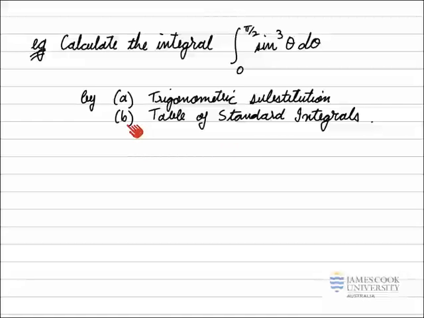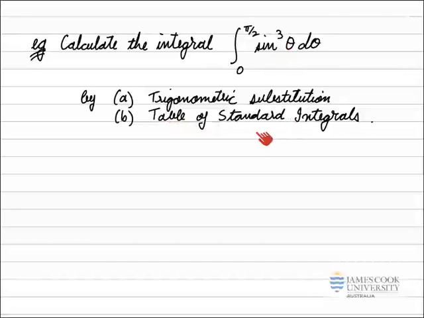This is part B of this example. We've been asked to integrate sine cubed theta with respect to theta from theta equals 0 to theta equals pi on 2. The previous video, part A, demonstrated how to do this with a trigonometric substitution. We're going to use the table of standard integrals in this part.